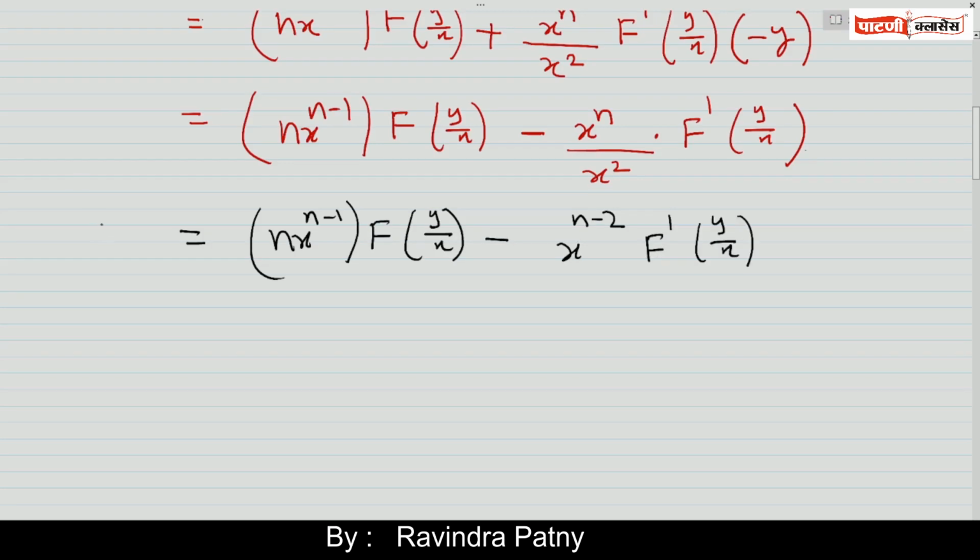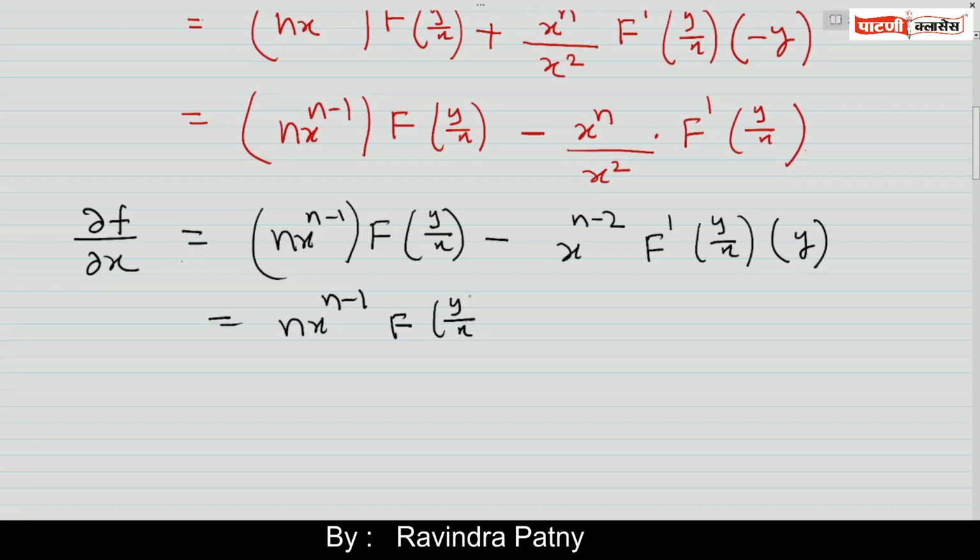This is nothing but the result of ∂f by ∂x. By mistake I have not written y, so here is a y, which equals n x raised to n minus 1 f of y upon x minus x raised to n minus 2 into y into f dash y upon x. Here also y, by mistake it was not written.